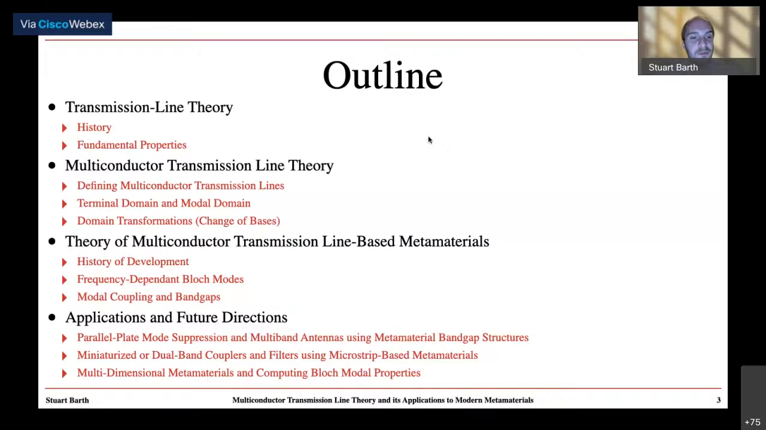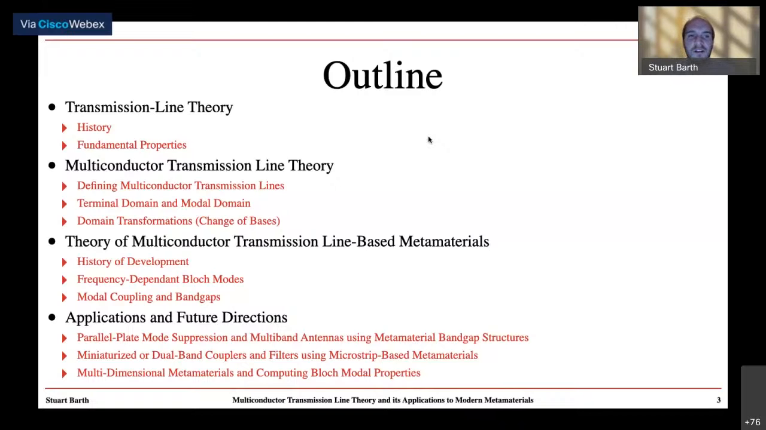Then I'll be going over some specific applications and future directions of this work, in particular parallel plate mode suppression and multiband antennas using band gap structures, and miniaturized or dual band filters and couplers using microstrip-based metamaterials. And lastly, just quickly looking at multi-dimensional metamaterials and computing Bloch modal properties and some of the issues that we have going on there, which I am solving as part of my PhD research.